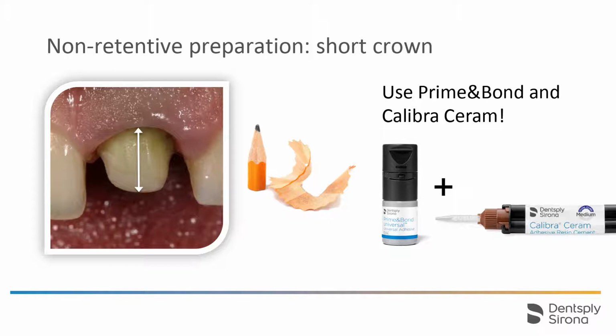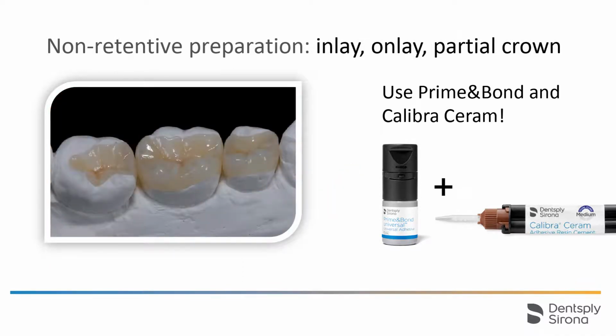Another example illustrates the influence of different lengths of crown. This patient only has a very short clinical crown. After preparation, the retention surface available is minimal. Adhesive cement should also be used in this case. Inlays, onlays, and partial crowns also only have little retention surface. Here, Dentsply Sirona also recommends using Prime and Bond in combination with Calibra Ceram for cementation.